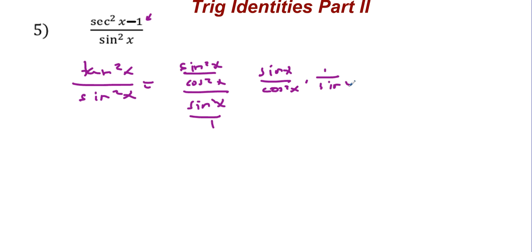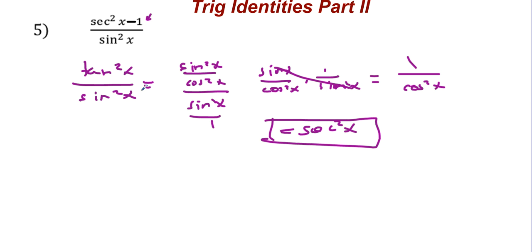Well, guess what? That cancels, and I have 1 over cosine squared of x. Okay, I don't like my writing pad. And that's equal to secant squared of x. Okay, and that's what we're looking for. That is your final answer. Let's go to the next one.